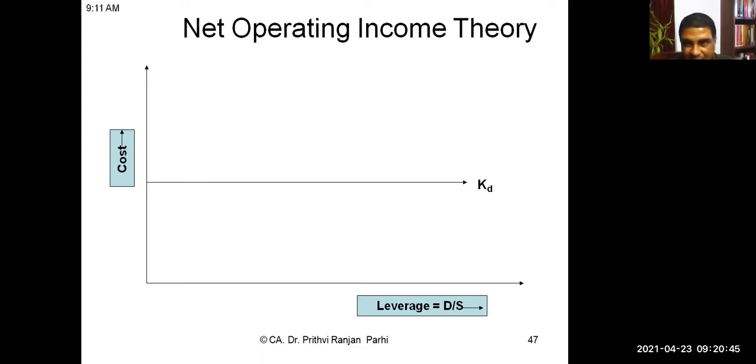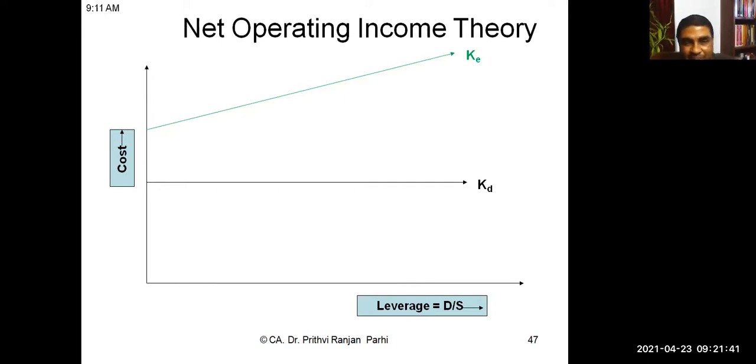Okay. Understood. Yes. And you know, when leverage increases or debt increases, firm becomes more risky. Since the firm becomes risky, as I increase leverage, my cost of equity will go up. Cost of equity is not constant in this theory. Cost of equity will go up. Why will it go up? Because equity shareholders are perceiving that firm is more risky. Are you getting me? Yes. Okay. It's more risky.